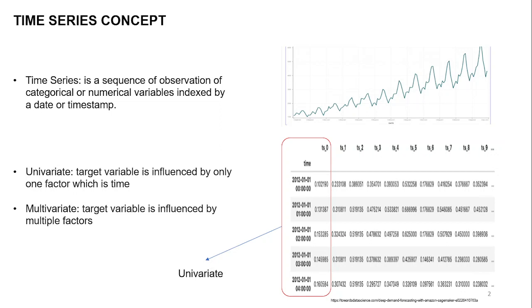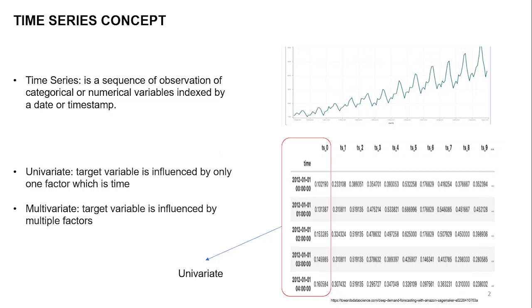For univariate time series, the target variable is influenced by only one factor, which is time. So we only have one variable varying over time. While in the case of multivariate time series, the target variable is influenced by multiple factors, and these factors all vary along with time.